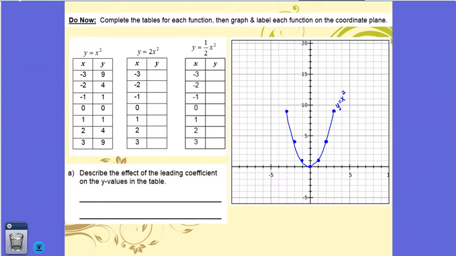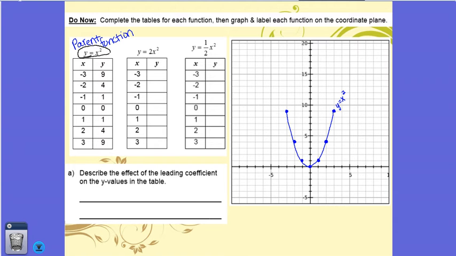The Do Now asks for you to complete the tables for each function and then graph and label each function on the coordinate plane. You can see that the parent function, y equals x squared, was already given to us with a full table. So this parent function for all quadratics has already been graphed. I plotted from -3 up 9, -2 up 4, -1 up 1, and so on.